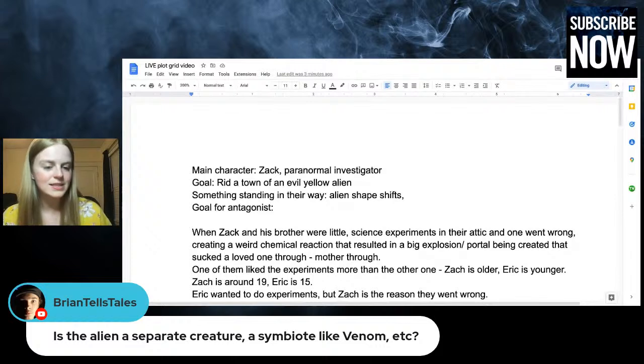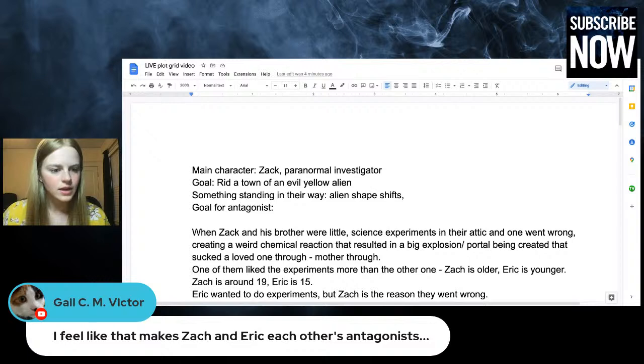Brian Tells Tale says, "Is the alien a separate creature, a symbiote like Venom?" That's how I was picturing it, yes. Some kind of separate creature who can possess people but doesn't kill them when they're possessed. And Gail said, "I feel that makes Zach and Eric each other's antagonists." Yeah, if we chose this route, it would be a very different story.